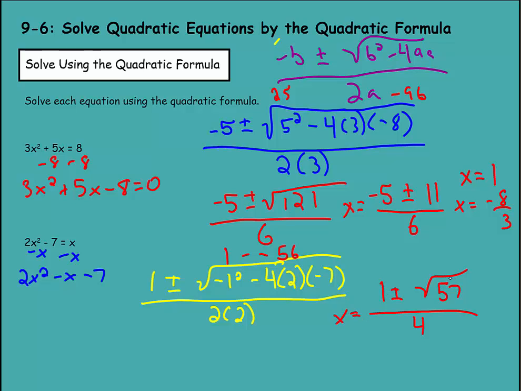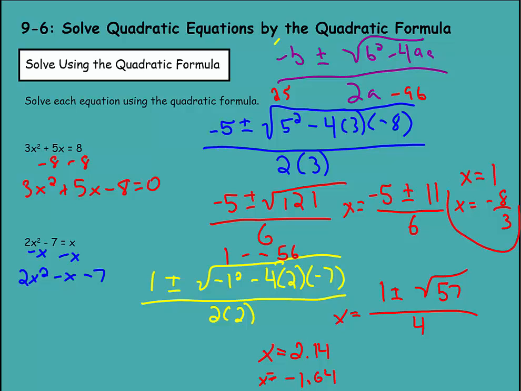So when I do 1 plus the square root of 57 divided by 4, I get an answer of positive 2.14. So x equals positive 2.14. When I do 1 minus the square root of 57 divided by 4, that gives us negative 1.64. So these become my two answers for x by using the quadratic formula.